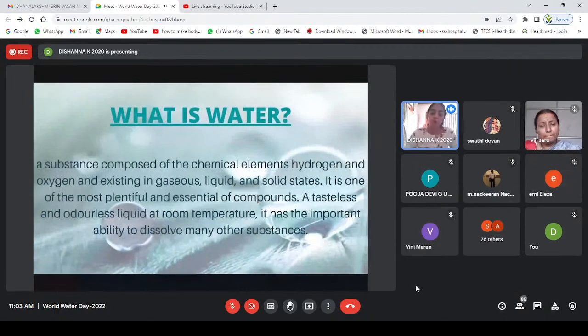So what is water? It's a substance that is composed of the chemical elements hydrogen and oxygen that exist in gaseous, liquid, and solid states. It's one of the most plentiful and essential of compounds. It is a tasteless and odorless liquid at room temperature. It has the important ability to dissolve many other substances.